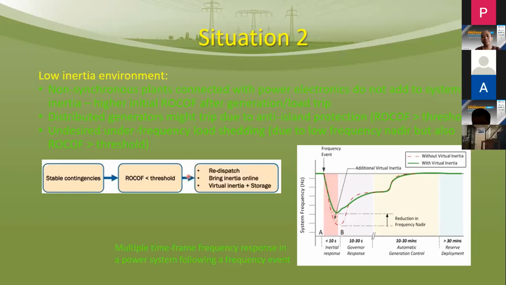That can be done by redispatching and also bringing inertia online, for example, using a synchronous machine. And we can also use virtual inertia accompanied with certain storage. But of course, these actions bring about additional costs.